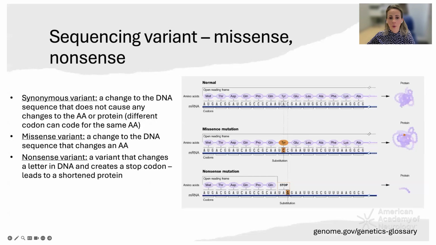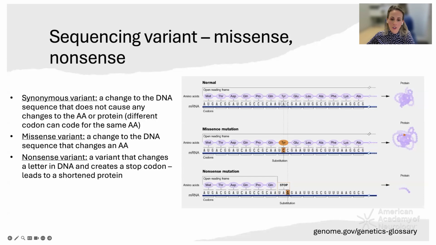Functional consequences of point variants include synonymous variants, which are changes in the DNA sequence that do not cause any changes to the amino acid or the protein. Different codons, as I had mentioned before, can code for the same amino acid. Missense variants is a DNA change that results in different amino acids being encoded at a particular position in the resulting protein. And some missense mutations alter the function of the resulting protein.